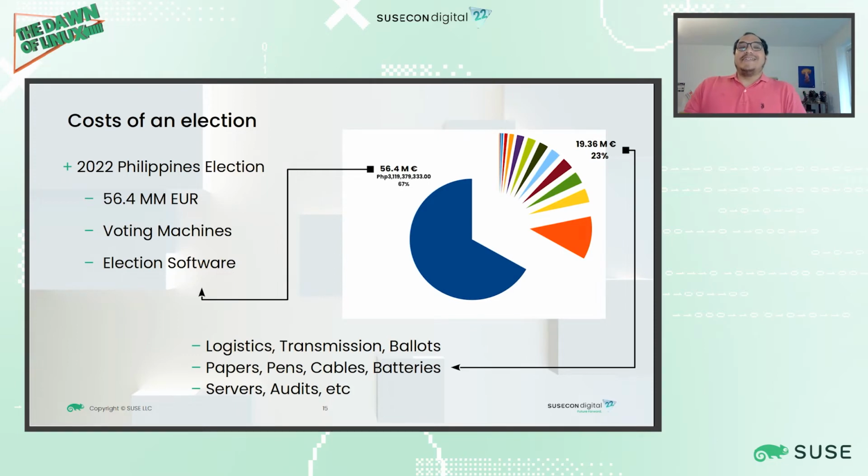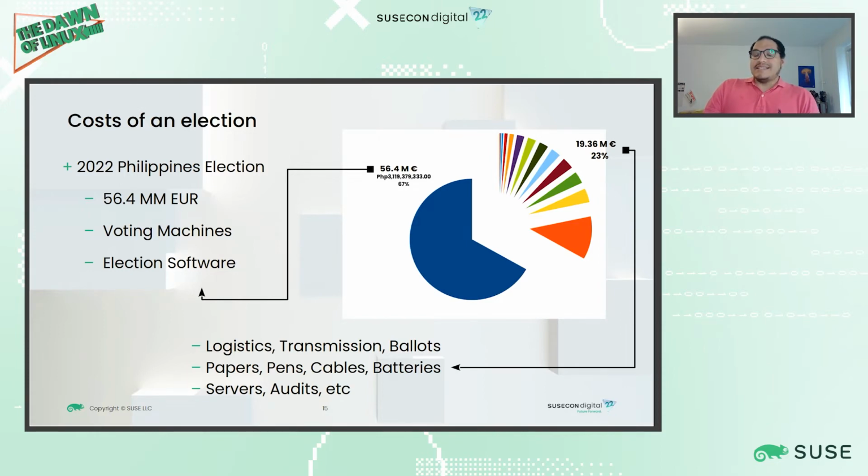And if you think about it, an election is expensive. What you're seeing right now is for the 2020 Philippines elections that just happened. And just the part for the automation, the voting machines and the election software, is just 56 million euro. And that is 67% of the total budget that Comelec had assigned.